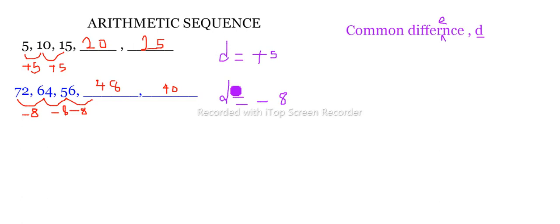So there are some other symbols that we use under sequence. We have what we call the first term of the sequence. The first term of the sequence is denoted as A.